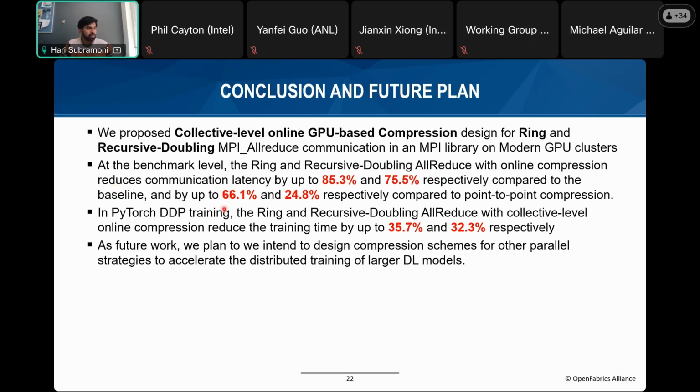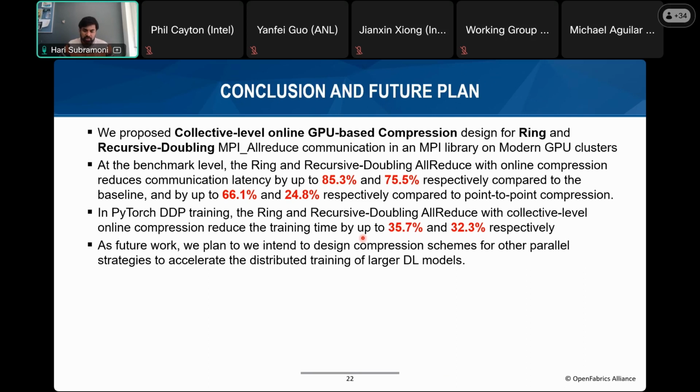Through this, we were able to show anywhere between 60 to 80% reduction in execution time at the microbenchmark level. And for PyTorch distributed data parallel deep learning training for different algorithms, we were able to show about 30 to 35% reduction in overall training time.